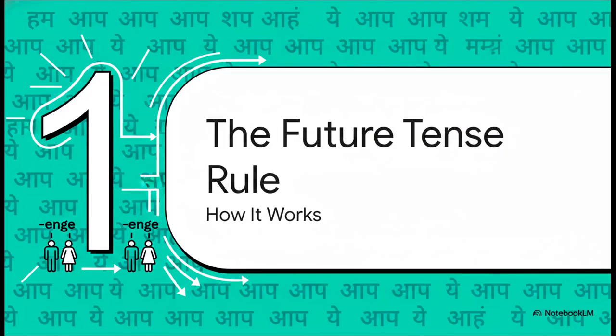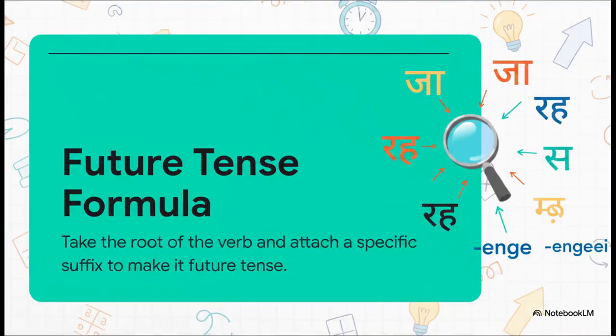So you might be wondering, how does this all work? Well, the rule is actually surprisingly simple, and it really all comes down to a single, easy-to-remember pattern. It all boils down to this super simple formula. You just take the root of a verb, like ja for go, and you stick a special suffix or ending on it. That's literally all you do to turn it into the future tense.